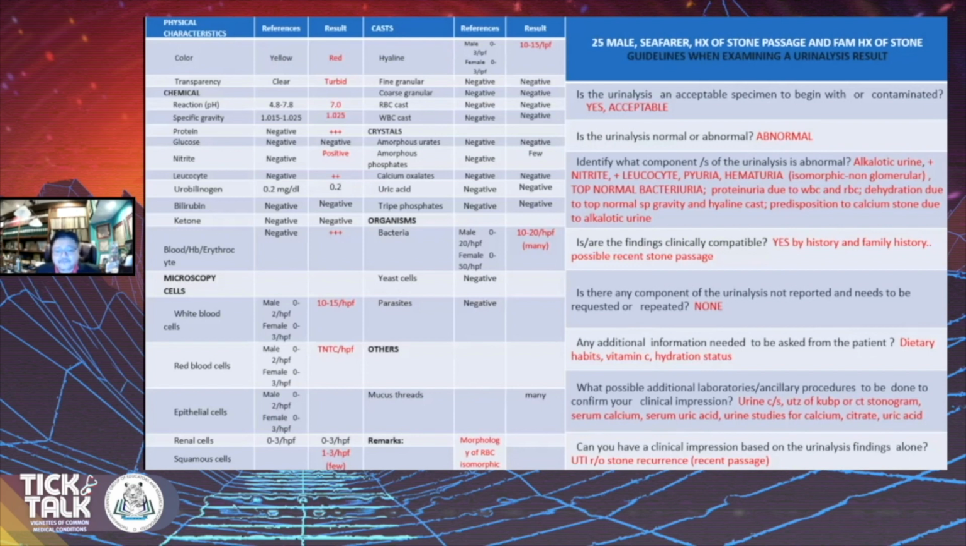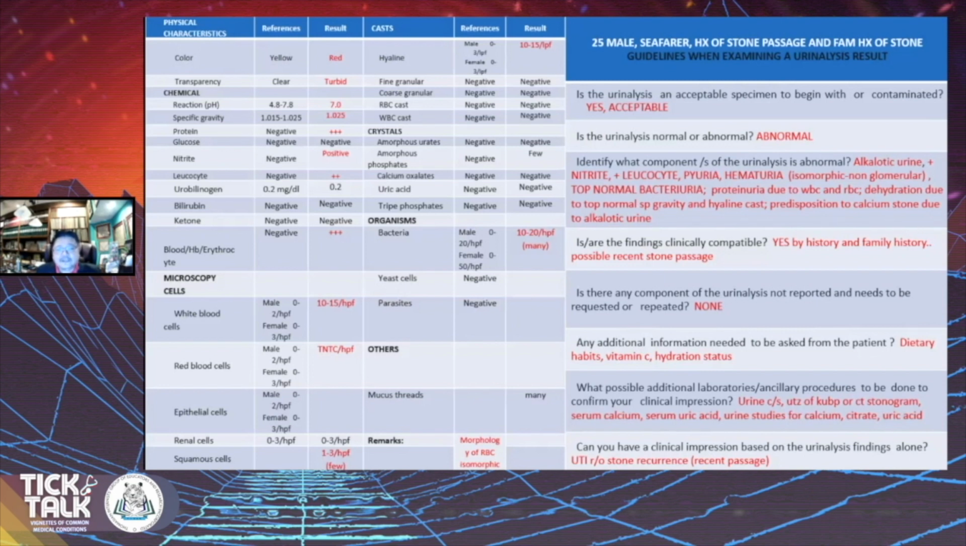But take note, the morphology of the RBC is isomorphic, so definitely it is non-glomerular. And then there's a top normal bacteriuria, proteinuria due to WBC. So here maybe we can attribute that the proteinuria, the 3 plus, is maybe due to the WBC and the numerous RBC that is present. And then the specific gravity is top normal, maybe because of dehydration. And especially there's also the presence of hyaline cast. Have you noticed on the upper right side?